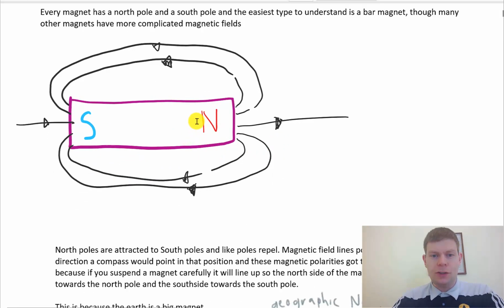So here's what the magnetic field lines look like for a bar magnet. You've got the field lines coming out of the north charge and going into the south charge. Be pretty familiar with this. Out of north towards south, that's always the way of things.